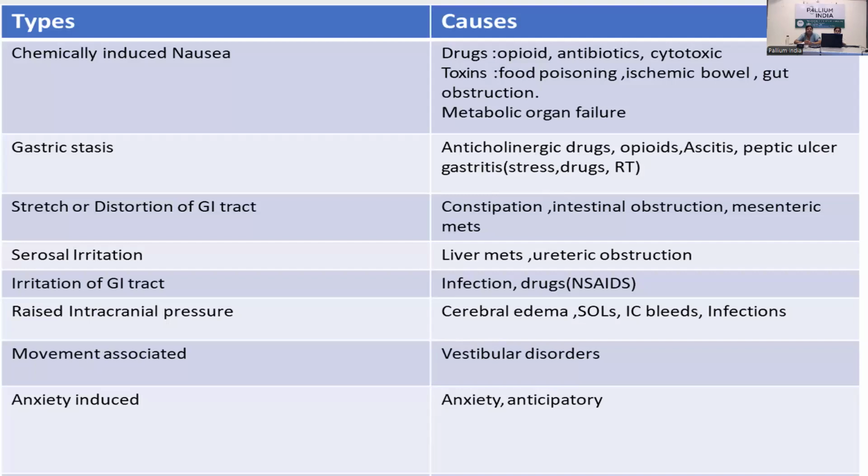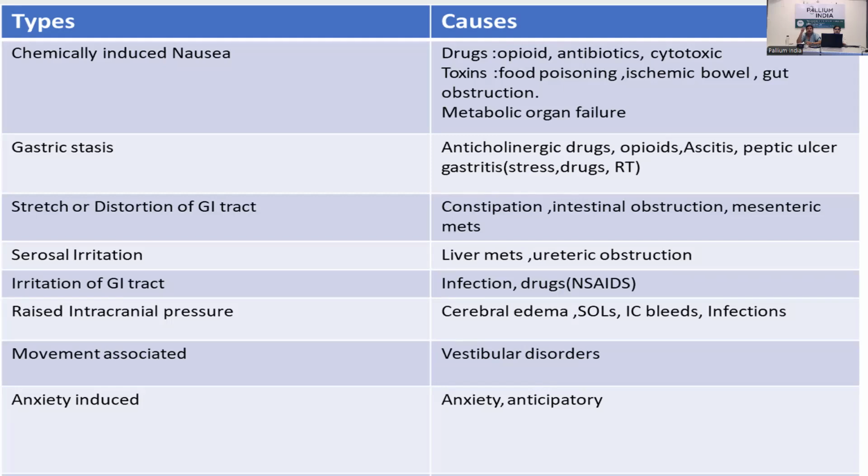The causes include drugs, antibiotics, cytotoxics, toxins, ischemic bowel, gut obstruction, and metabolic organ failure. Coming to the opioids, morphine, you know, no? Morphine has a side effect of causing nausea and vomiting. Antibiotics can cause gastritis, and in turn can cause nausea and vomiting. Cytotoxic drugs, like chemotherapeutic drugs, all those can cause nausea. So chemically induced means drugs causing the problem.